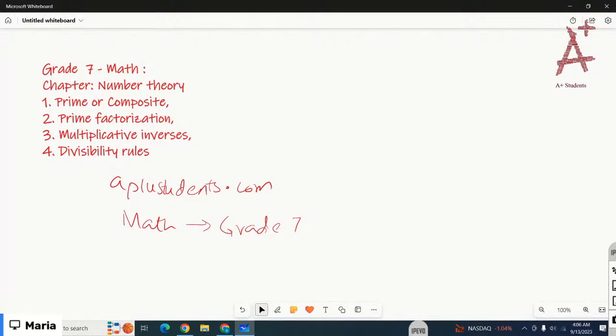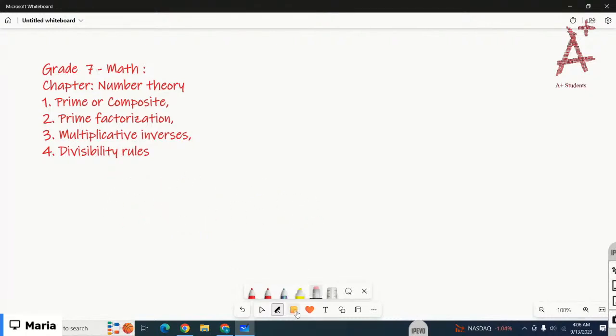Please make sure you have your notebook and pencil so that you can note down the important examples and definitions as well. Okay, so what are the prime numbers? A prime number, you can note down the definition. A prime number is the one that has only two factors, right?